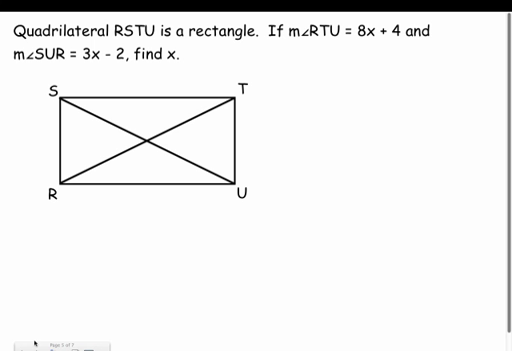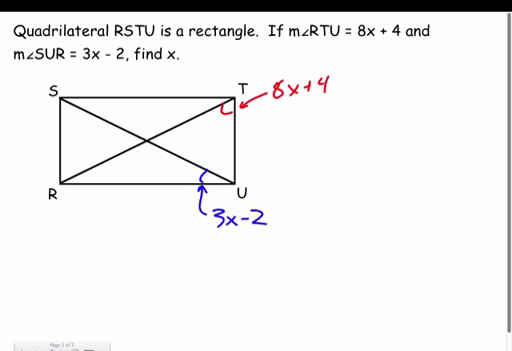All right, let's keep looking at some more problems that we might run into here. So we got a quadrilateral, it's a rectangle. If measure of RTU, let's figure out where that's at. RTU, so this guy is 8x plus 4. And the measure of SUR, which is this guy, is 3x minus 2.